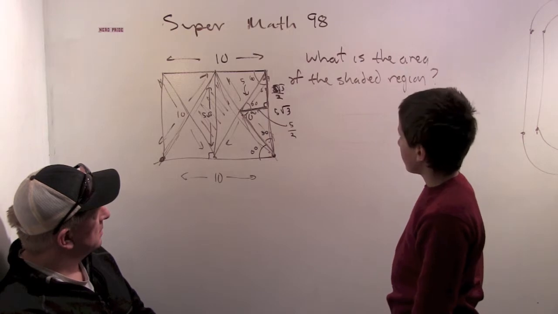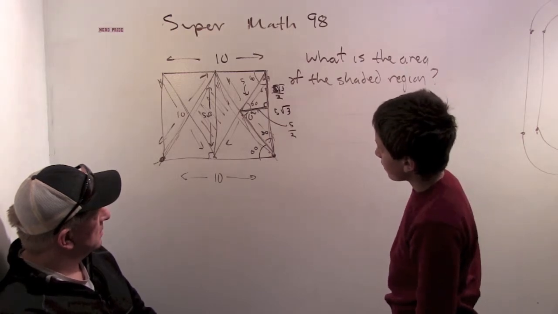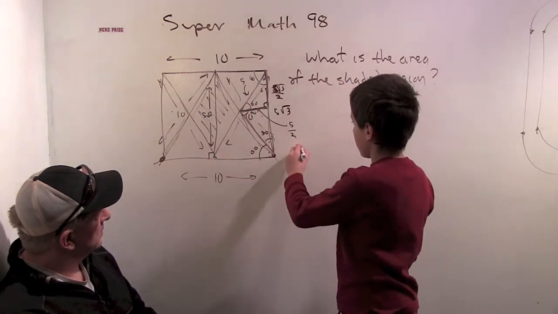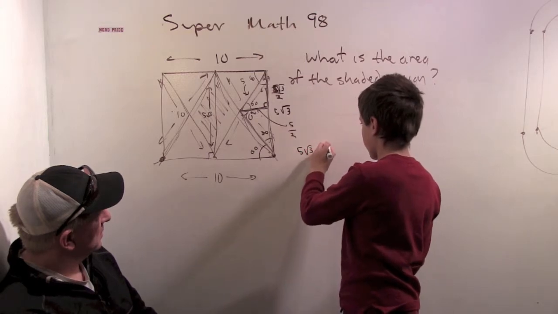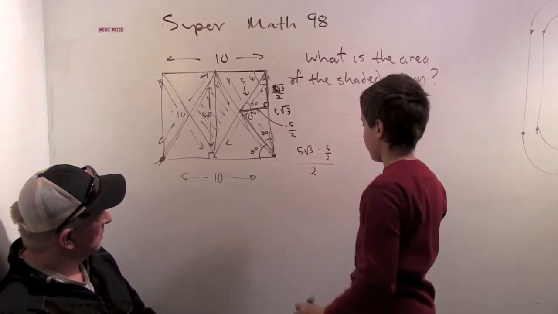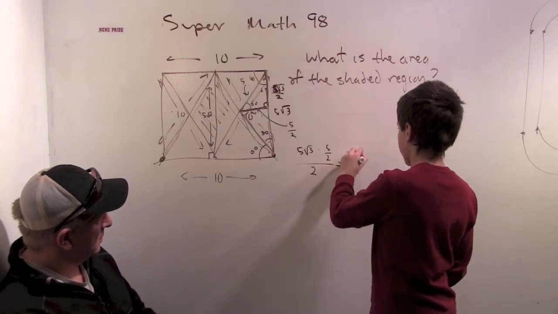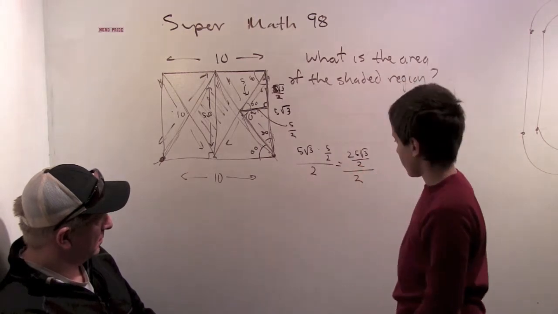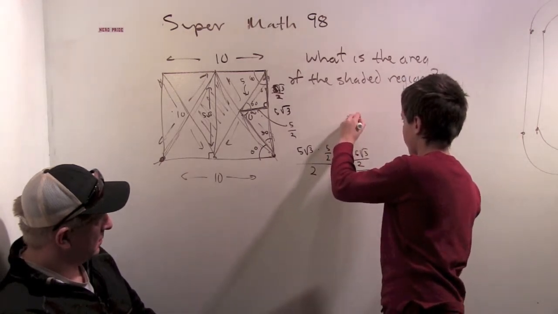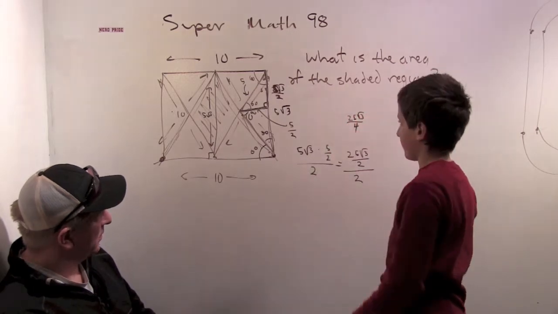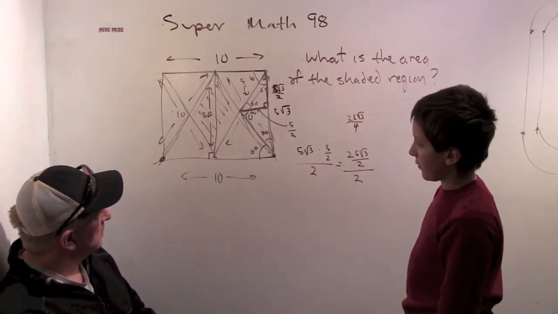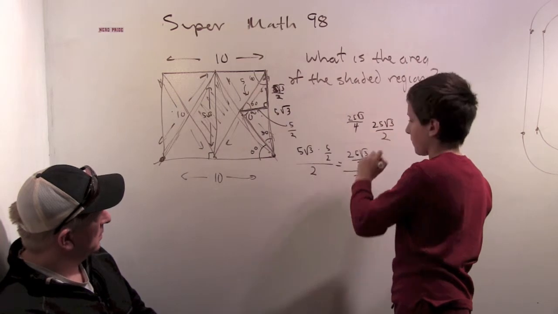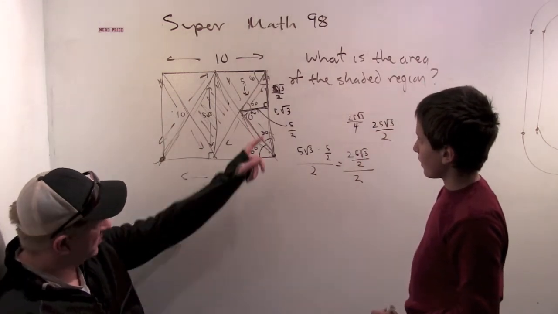So the area of the shaded region, now the area of these triangles, it's 5 root 3 times 5 halves all over 2, which is 25 root 3 over 2 over 2, which is 25 root 3 over 4. Okay. And then we have 2 of those. All right. So it's 25 root 3 over 2. Okay, so that's the area of those two triangles together.